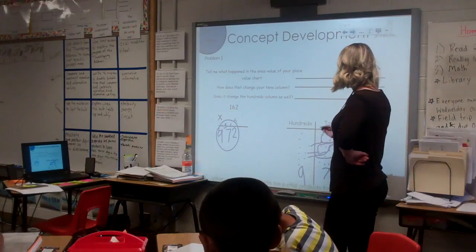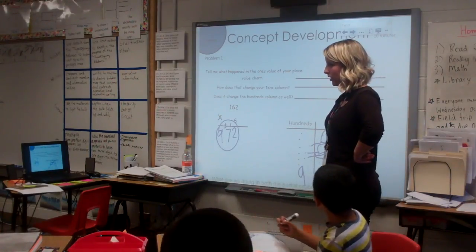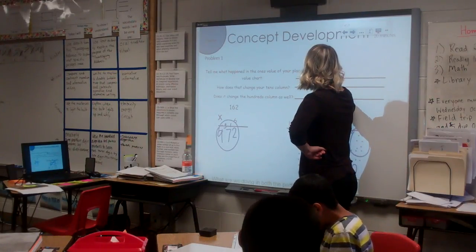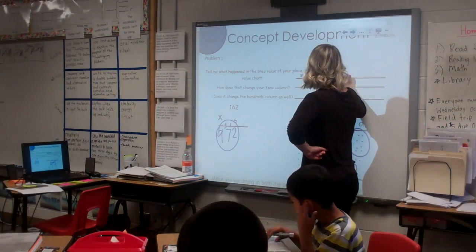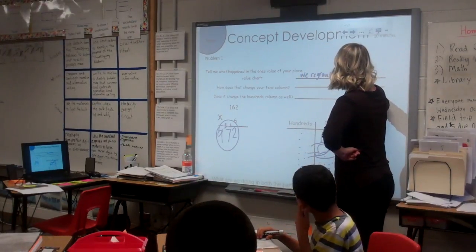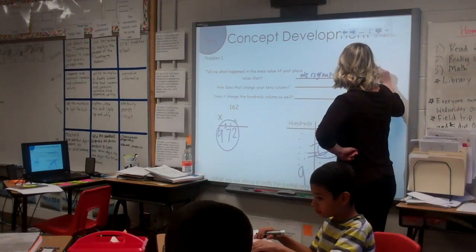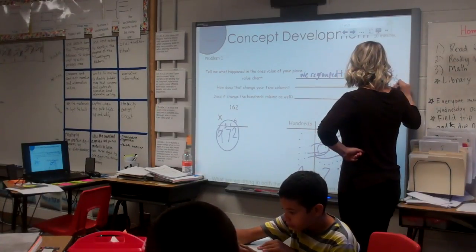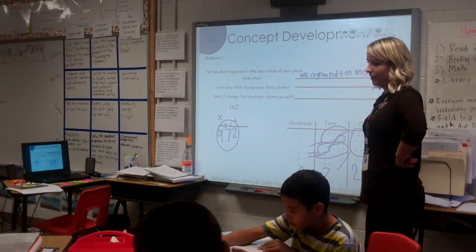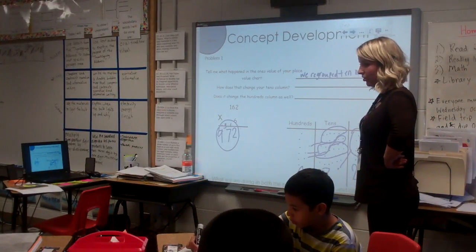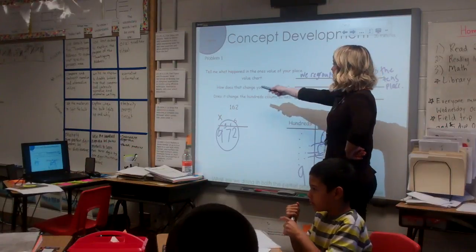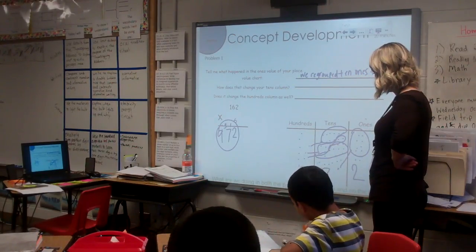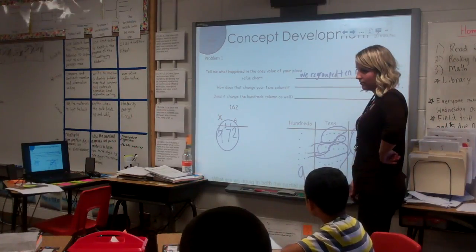Okay, so we regrouped how many of them? So we regrouped 10 ones to the tens place. Right? Alrighty. You have a question, Kevin? Okay. Alright, how does that change your tens column? So what does that do to your tens column when you take 10 from here and you put it here?